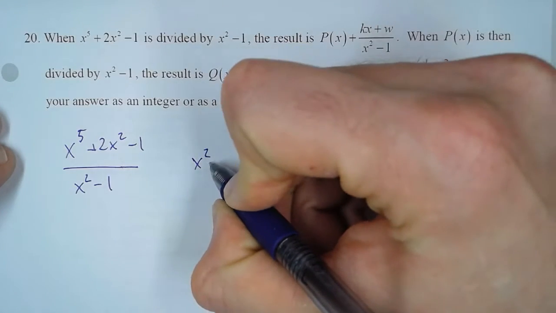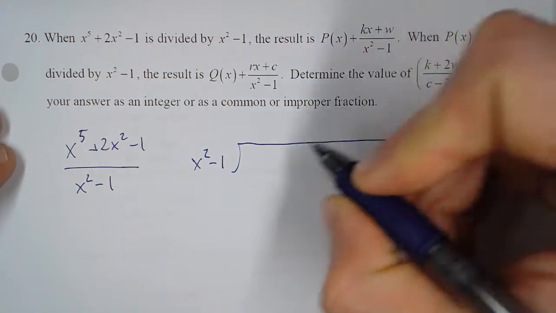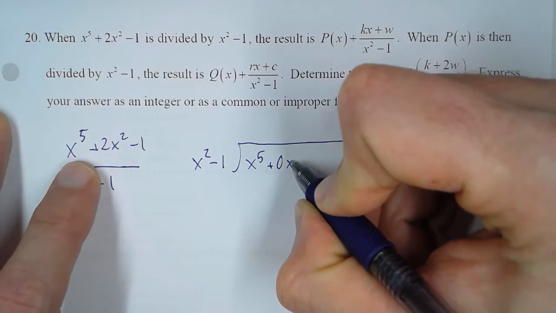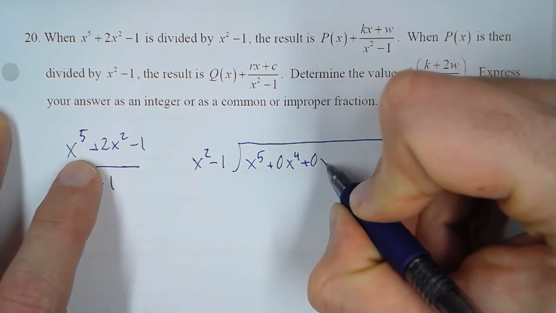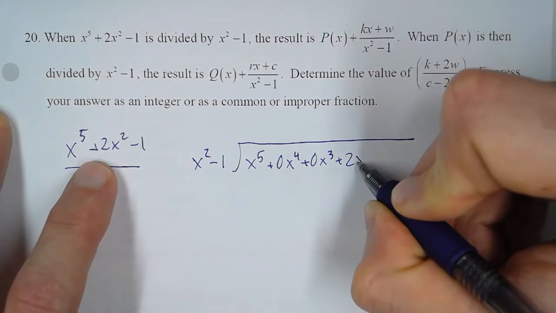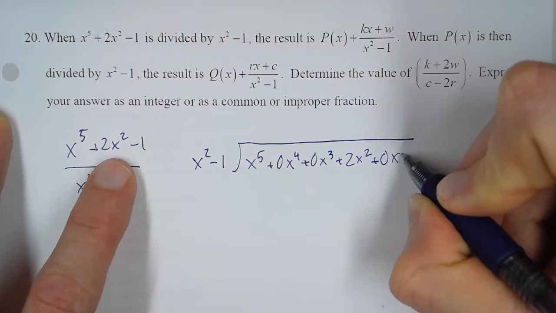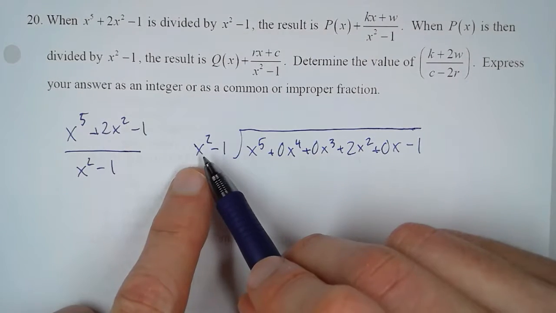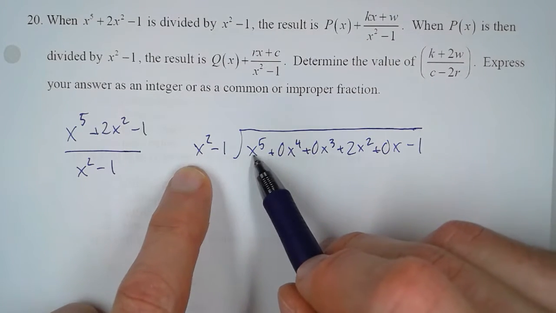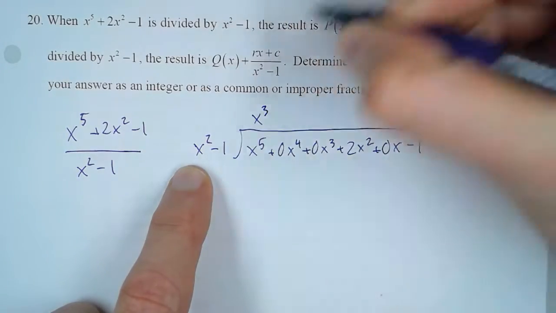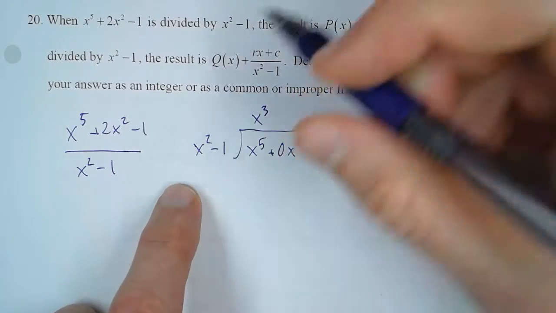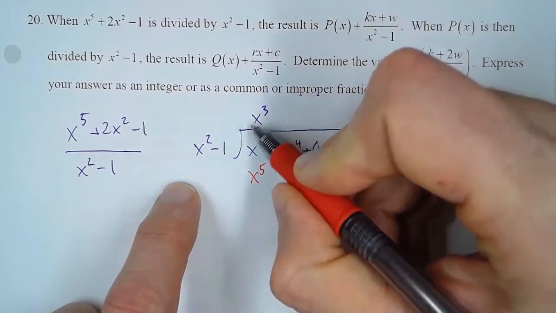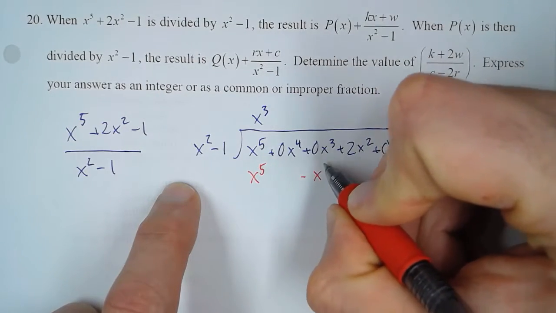So I'm going to write x squared minus 1 outside the division sign. Then I have x to the fifth. Now, I don't have an x to the fourth, but I have to leave a space for it. So 0x to the fourth. Same with x cubed. 0x cubed plus 2x squared plus 0x minus 1. So now, I look at the lead term here, x squared, and I ask, what do I need to multiply onto x squared to give me x to the fifth? And that's x cubed. So I multiply this onto this. And so x cubed times x squared is x to the fifth. X cubed times negative 1 is negative x cubed.